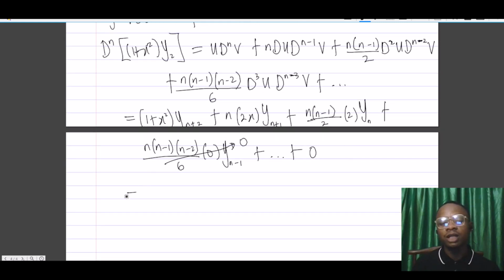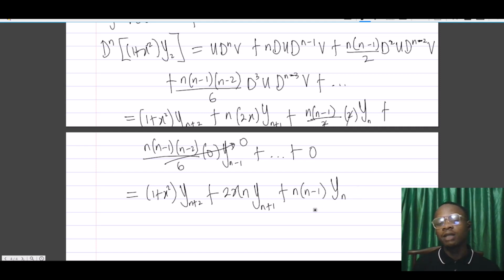So we already know that this is going to be equal to 1 plus x squared multiplied by y into n plus 2, then plus this, that is 2xn multiplied by y into n plus 1, then plus this will cancel this. So what we have left is n into n minus 1 y sub n. That is all we have for this situation. So let's note this as equation star.